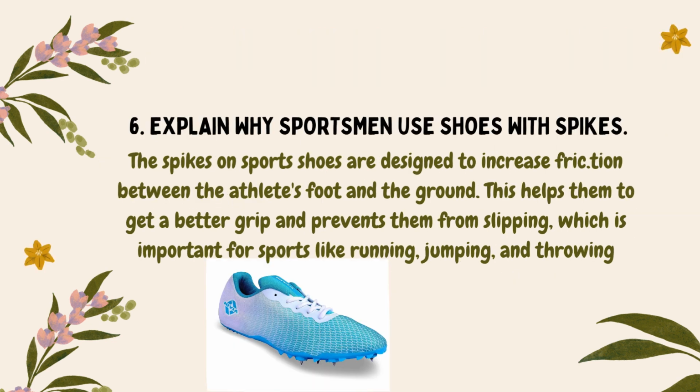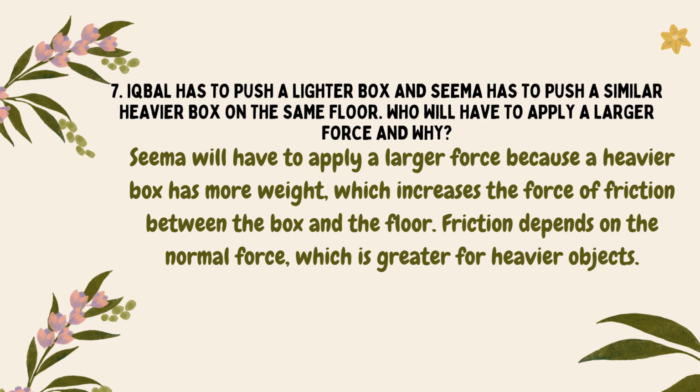6. Explain why sportsmen use shoes with spikes. Answer is, the spikes on sports shoes are designed to increase friction between the athlete's foot and the ground. This helps them to get a better grip and prevents them from slipping, which is important for sports like running, jumping, and throwing.